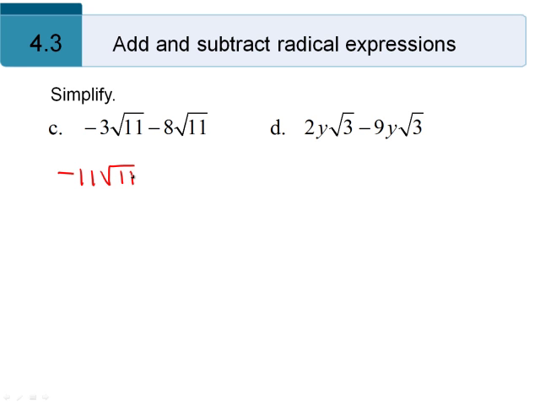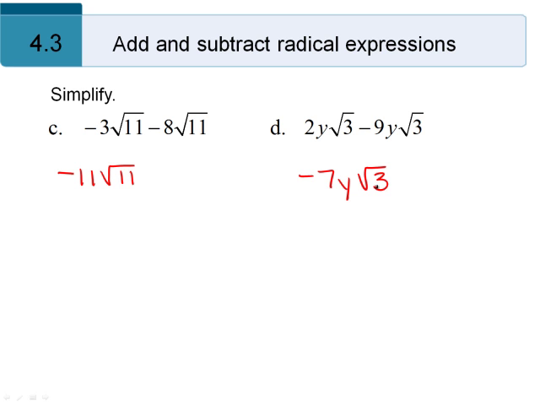Okay. Letter D. We have 2y square root of 3 minus 9y square root of 3. So you have to check two things. First of all, are the radicals the same? Yes, they're both square roots of 3. You also need to check that you have like terms outside. 2y and 9y, yes. If it was a 2y and a 9x, you couldn't do anything, okay? But since those are like terms out front, you can now combine those. So 2 minus 9 is going to be negative 7y and the square root of 3.